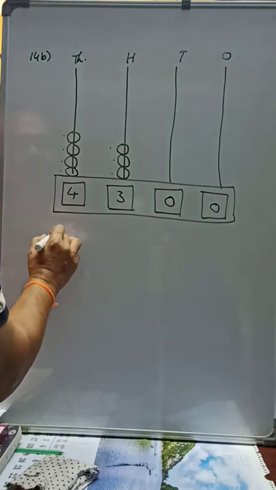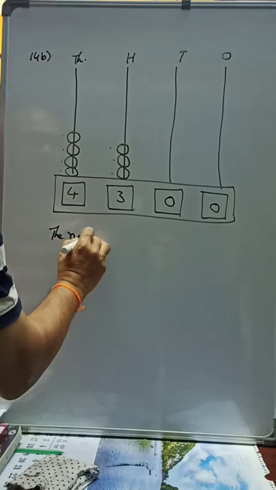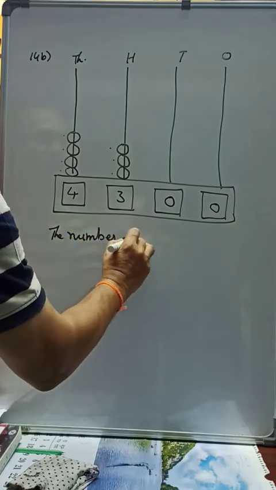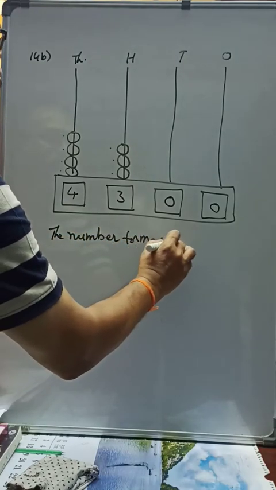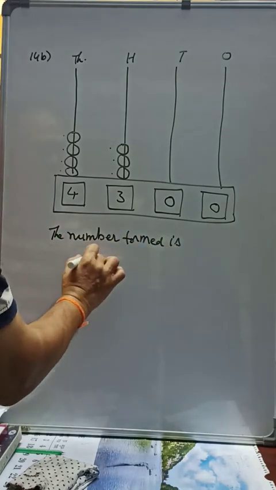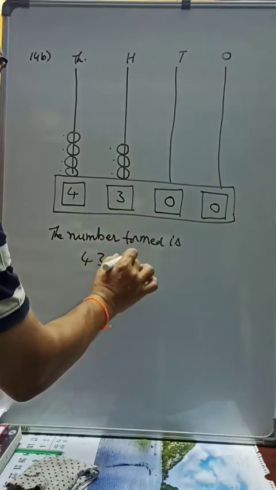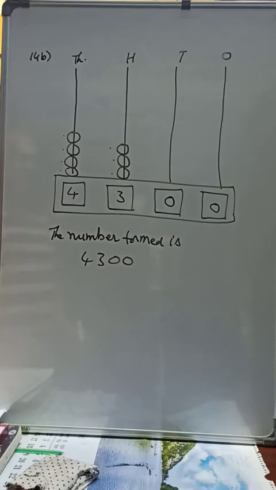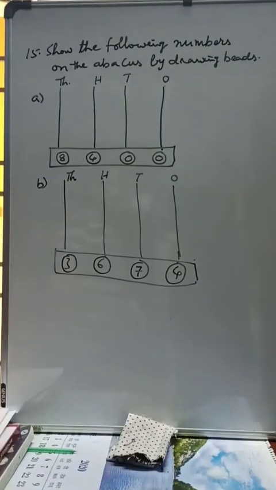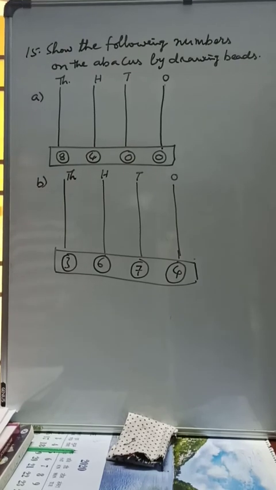So the number formed is 4300. With that 14th sum is completed. Then coming to the 15th and last one.